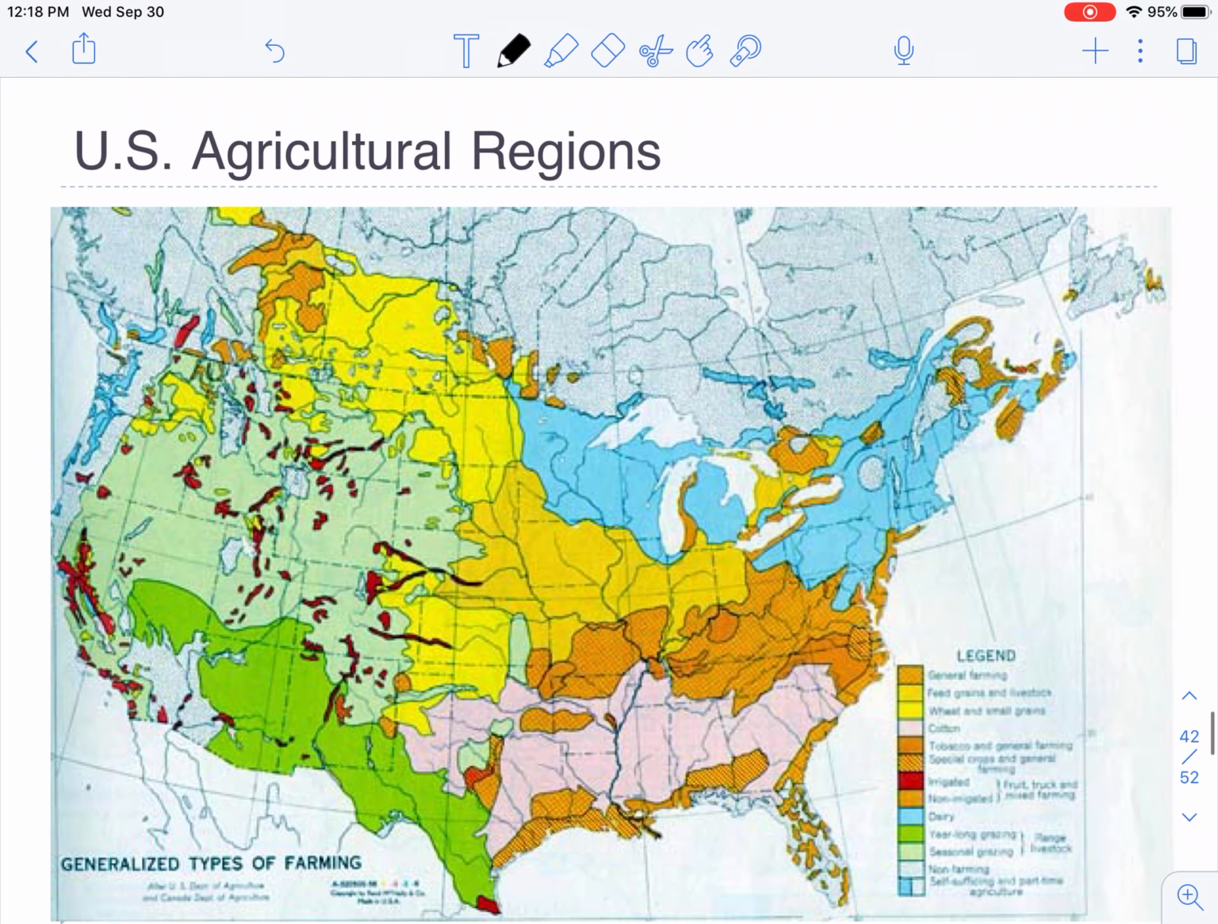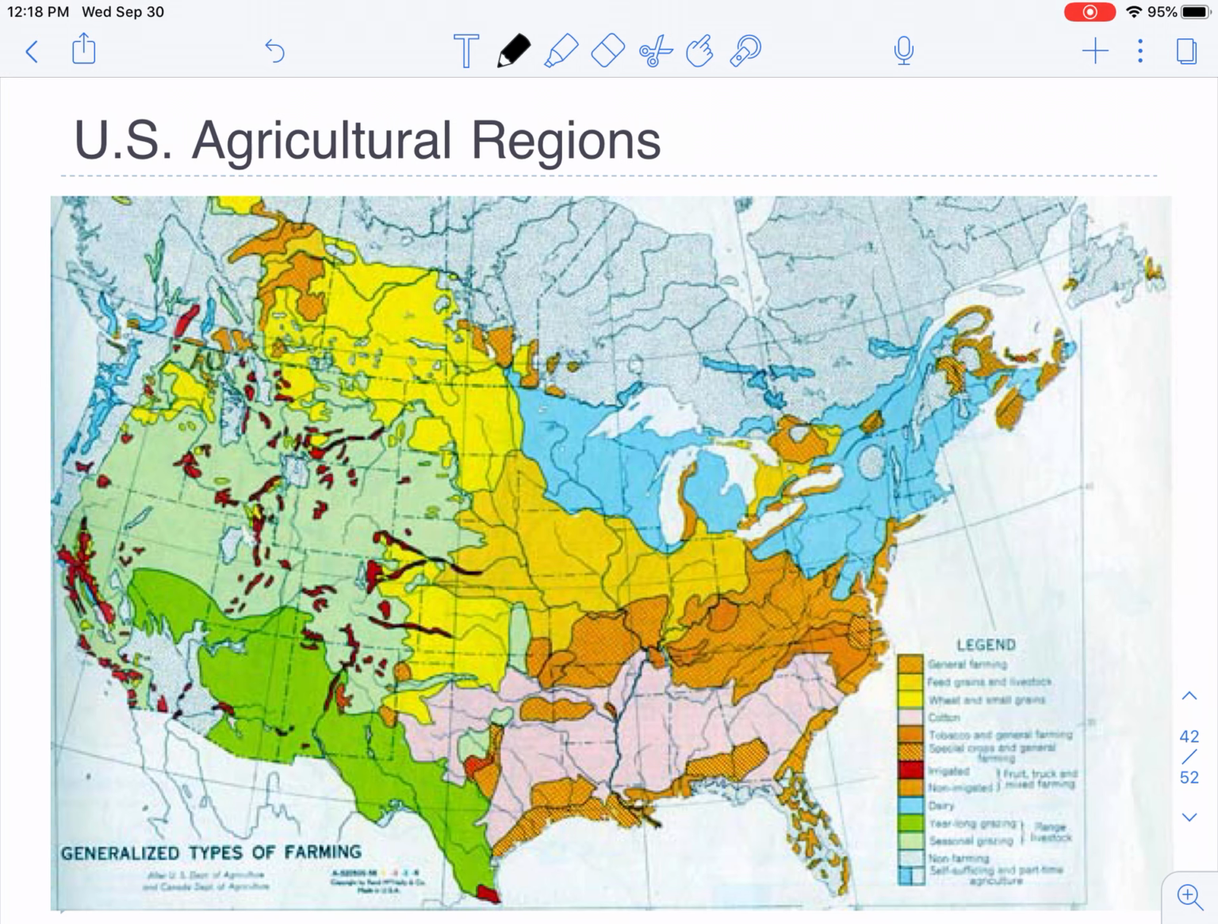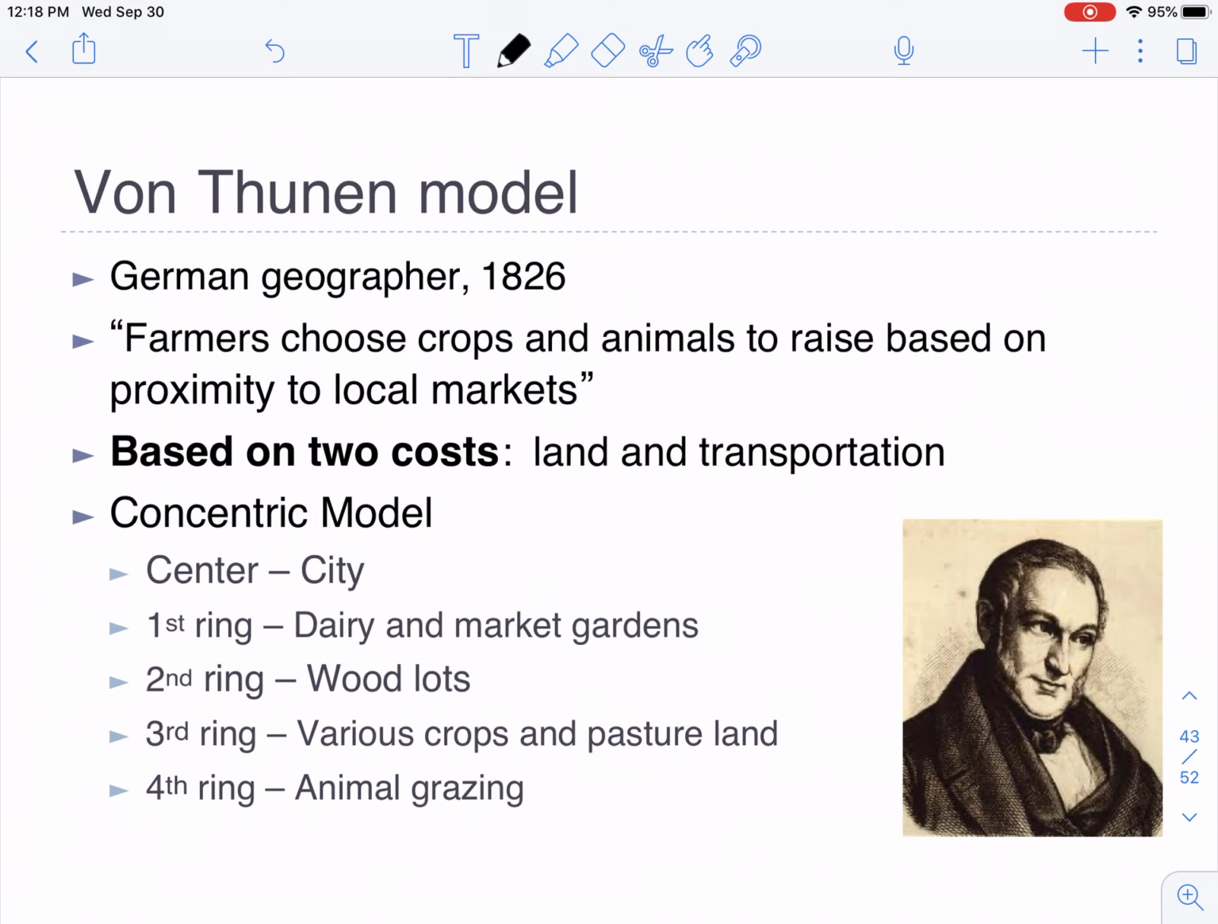This is a map that you could refer back to if needed. It's a closer up view of the types of farming in general that occur in the different parts of the United States. Now, a German geographer named Johann von Thunen came up with a theory about farming, and you're going to have an activity after this set of notes that builds off of this theory.